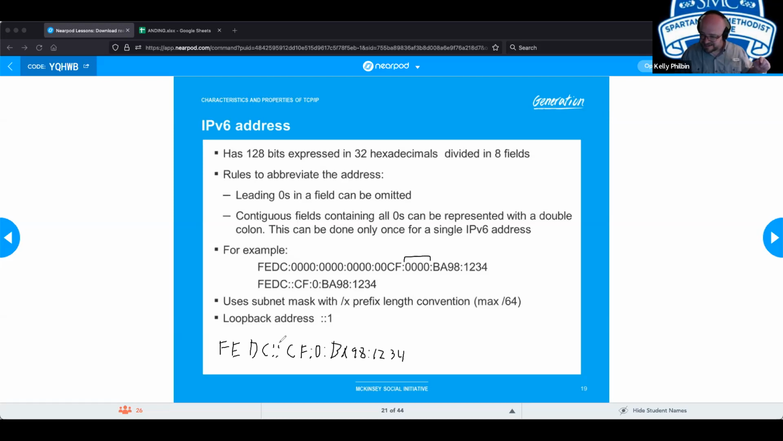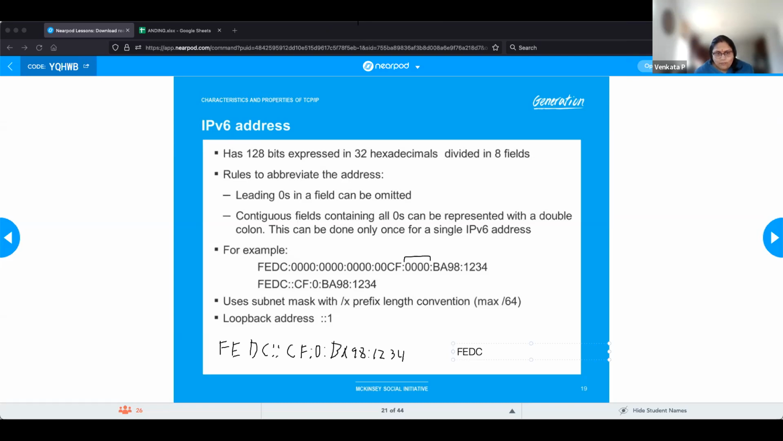Venkata, to my understanding, what you have written is that after FEDC, which is one set, I will assume CF is one set, then 2, 3, 4, 5. So they are supposed to have 8. After FEDC, you have 3 sets of zeros. Exactly, 3. That is exactly what it is.